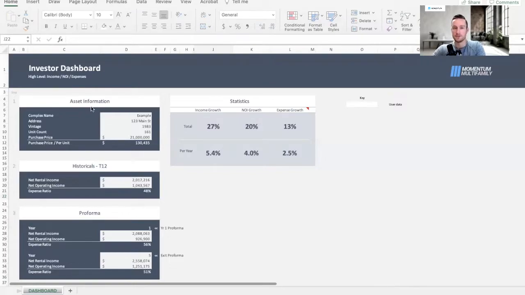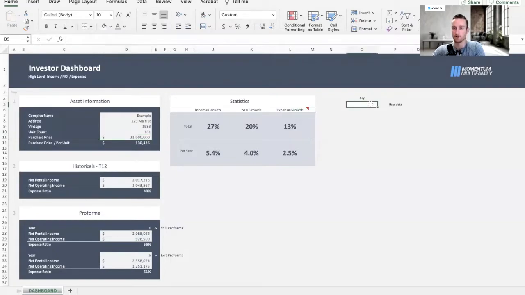First step is just the asset information. So you'd put in, just for your record, you can copy and paste these tabs so you can keep track of the different investment opportunities. And then you can also compare them to each other as well, which could be interesting over time. But you just put in some basic information, the complex name and address, and then the vintage of that asset and unit count and purchase price.